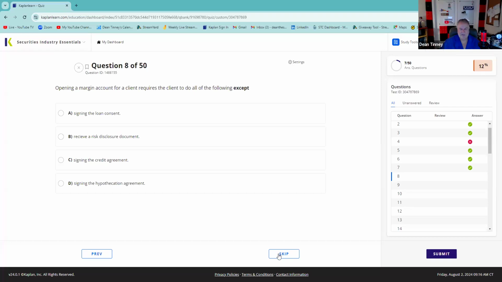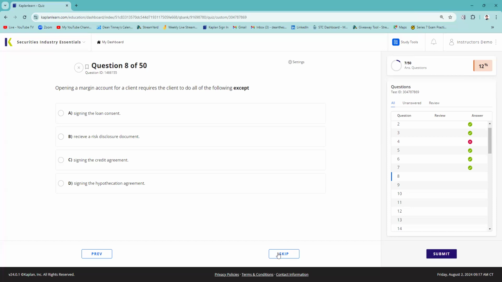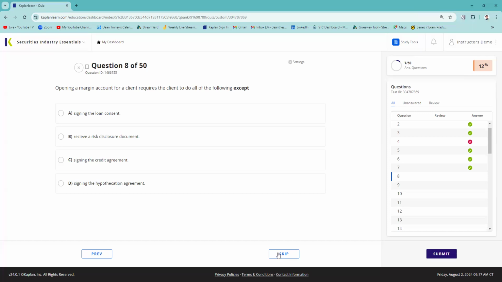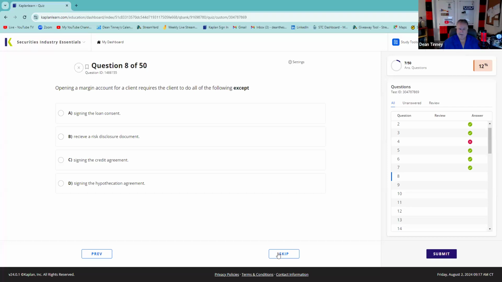Opening a margin account for a client requires the client do all the following except. I think you have to do D. That's where I say, Allison, you're pledging your securities as collateral for the loan. And so the securities are going to be in street name, the name of our broker dealer, so that if you don't fulfill your responsibilities, we can sell you out. That's the hypothecation agreement. It is mandatory.